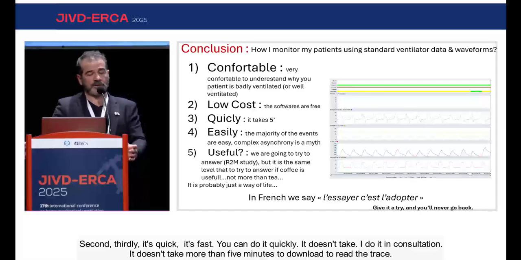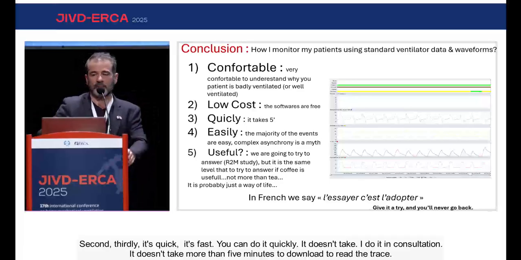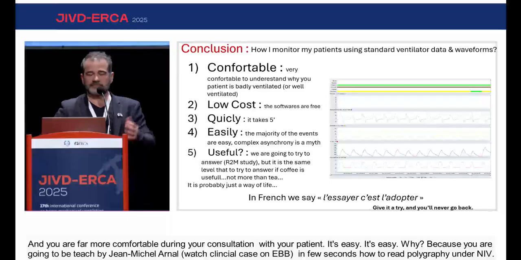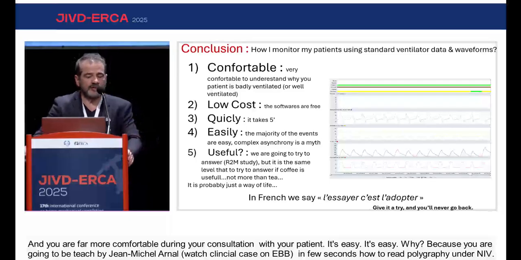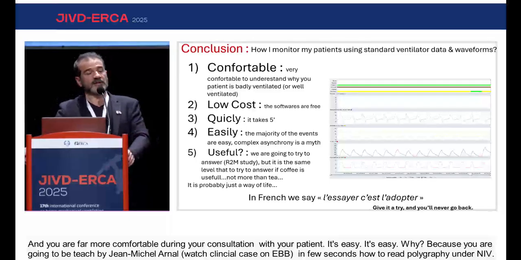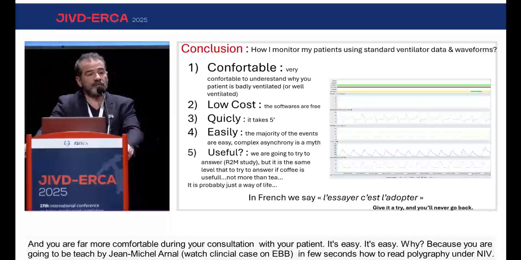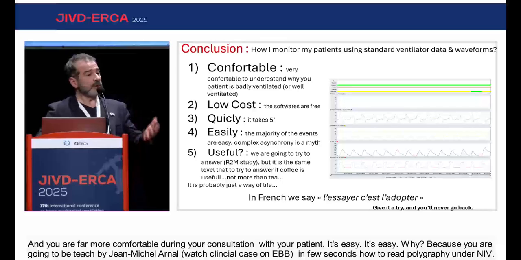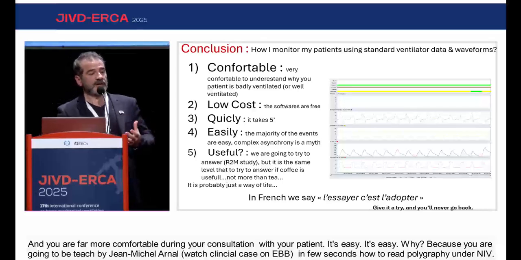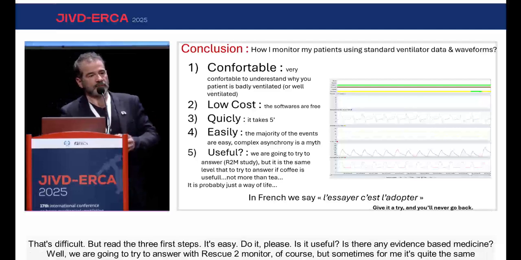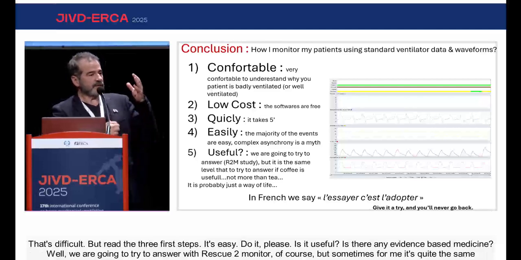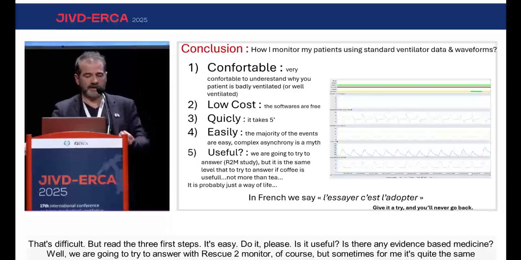Thirdly, it's quick, it's fast. You can do it quickly. I do it in consultation. It doesn't take more than 5 minutes to download, to read the trace, and you are far more comfortable during your consultation with your patient. It's easy. It's easy, why? Because you are going to be taught by Jean-Michel Arnal in a few seconds how to read polygraphy under NIV. That's difficult, but read the first 3 steps. It's easy. Do it, please.